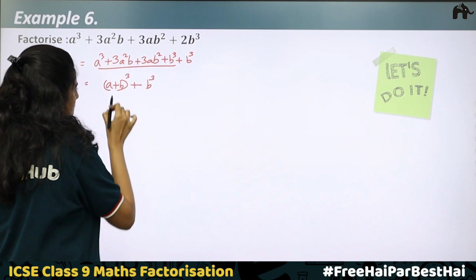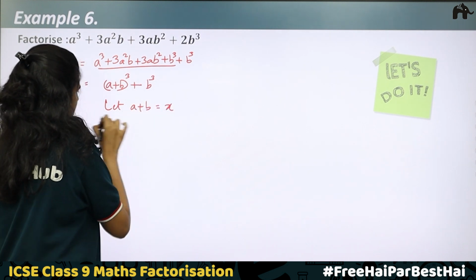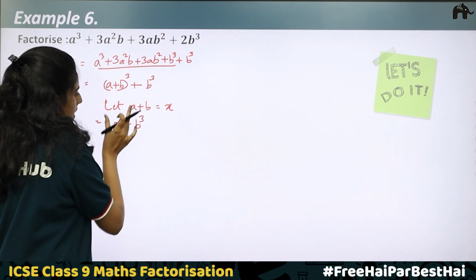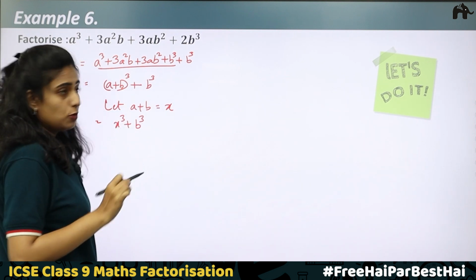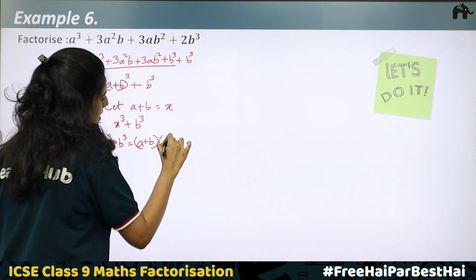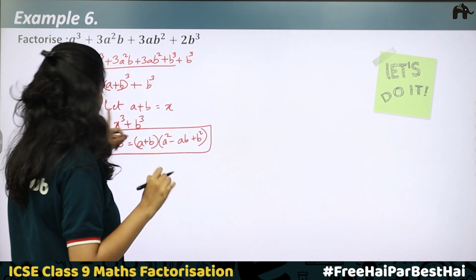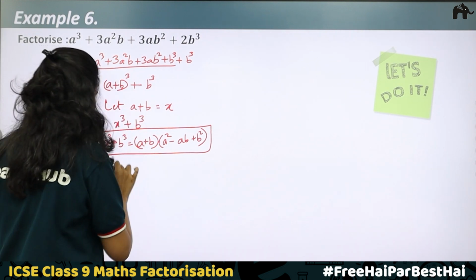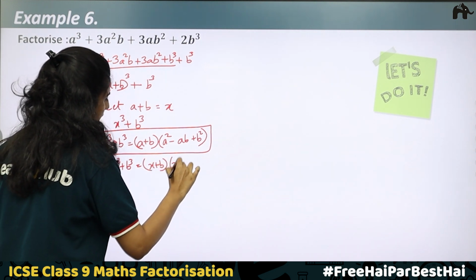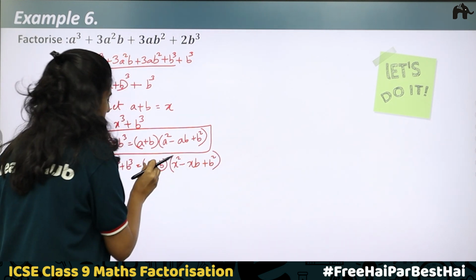Okay, now what we are going to do is we'll take this a plus b as some x. Let a plus b is equal to x. Then we get x cube plus b cube. What is x cube plus b cube? We have a cube plus b cube is equal to a plus b into a square minus ab plus b square. Okay. So, considering this, here in place of a we have x and in place of b we have b. So, x cube plus b cube will be equal to x plus b into x square minus xb plus b square.